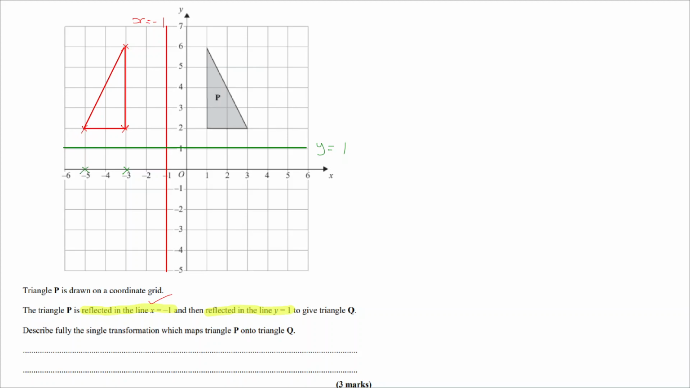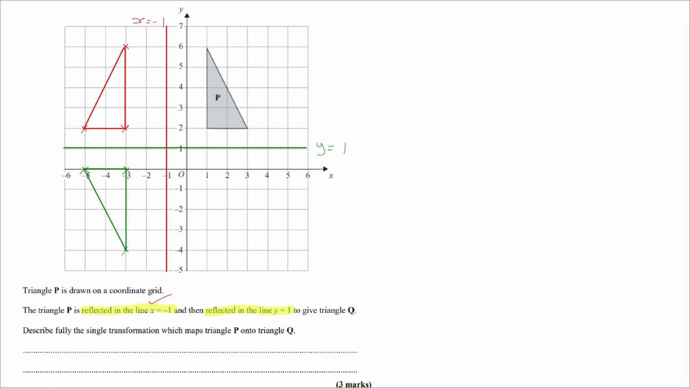Then last but not least, I choose my last point, which is here. I go down by 1, 2, 3, 4, 5, down to this point here. Then I join it all together using straight lines, with my ruler. There we go, there we go, and there we go.